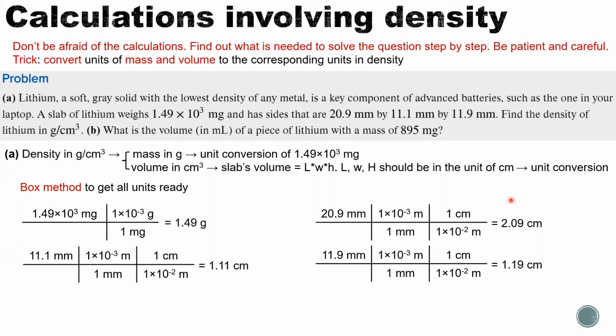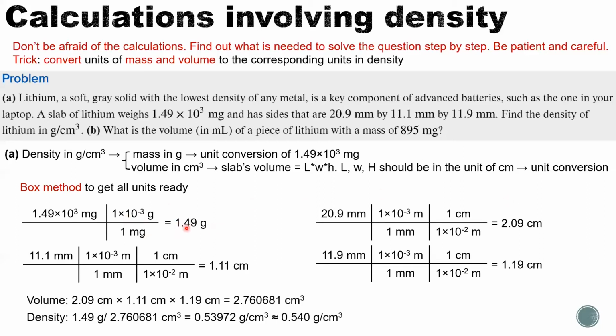We can calculate. The mass is already done, right? So we can calculate the volume. The volume can be calculated by using length times width times height. So altogether it is 2.760681 cubic centimeters. I did not round off in the intermediate step.